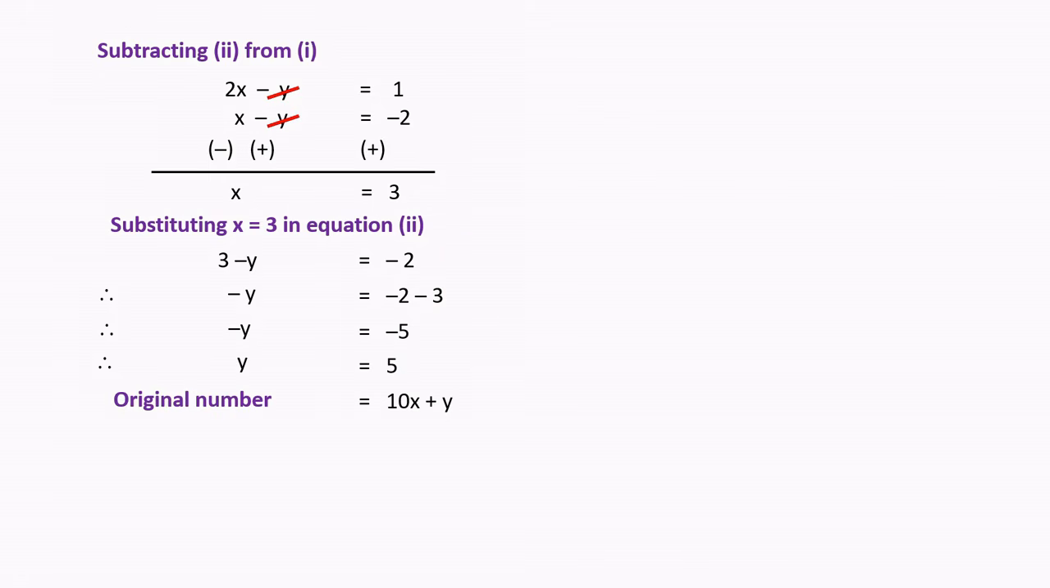Now, let us find the original number. The number is given by 10x plus y. Substituting the values, 10 into 3 plus 5, which is 30 plus 5, equals 35. Therefore, the original number is 35.